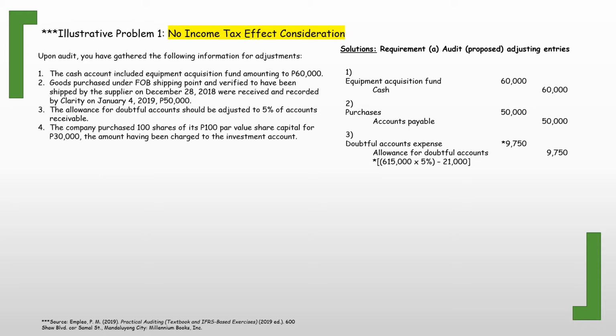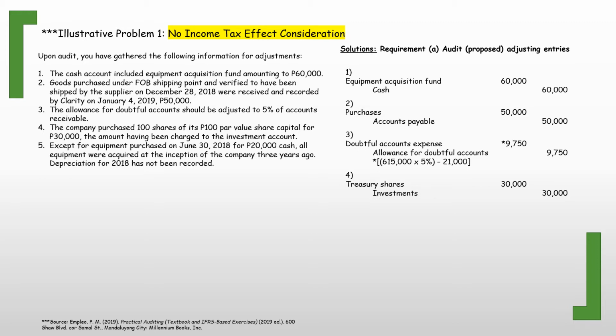Number 4, the company purchased 100 shares of its 100 par value share capital for 30,000. The amount having been charged to the investment account. Okay? So our adjusting entry is debit treasury shares, credit investments, 30,000. Number 5, except for equipment purchased on June 30, 2018 for 20,000 cash, all equipment were acquired at the inception of the company 3 years ago. Depreciation for 2018 has not been recorded.